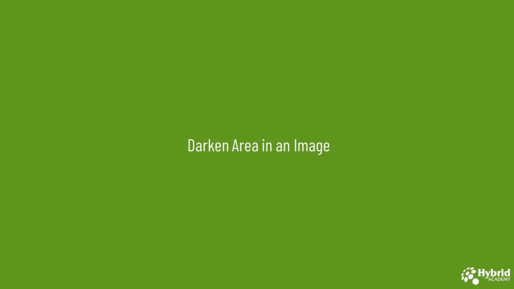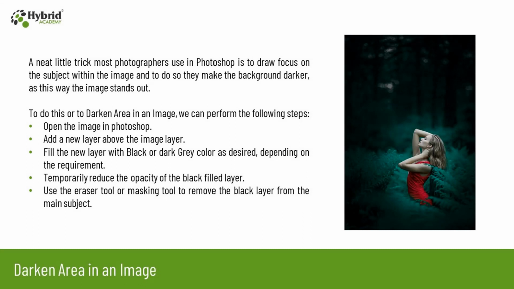So the first part of the session says how to darken an area in an image. A neat little trick most photographers use in Photoshop is to draw focus on the subject within the image, and to do so, make the background darker, as this way the image stands out. To darken an area in an image, we can perform the following steps.